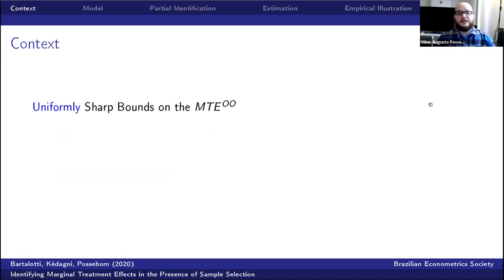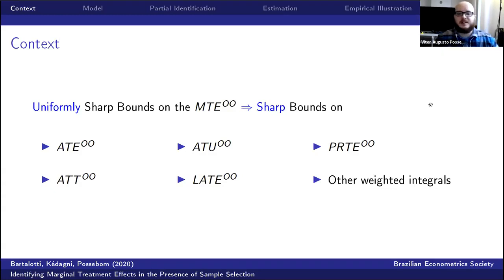And the advantage of deriving uniformly sharp bounds on the MTE is that as a consequence of this uniformity, we can have sharp bounds around any parameter that can be written as a weighted integral of the MTE function. And the most famous parameters in the treatment effects literature can indeed be written as weighted integrals of the MTE function.